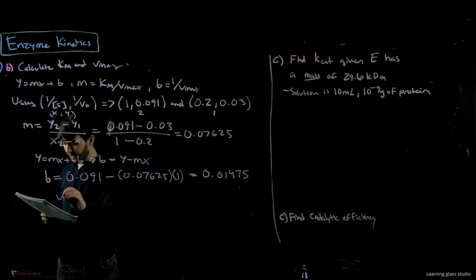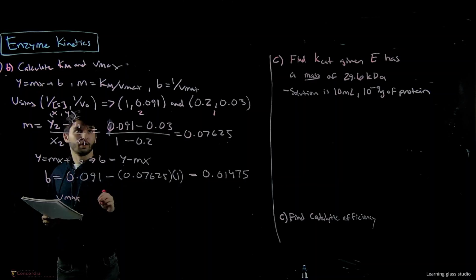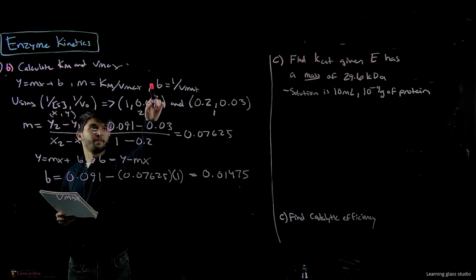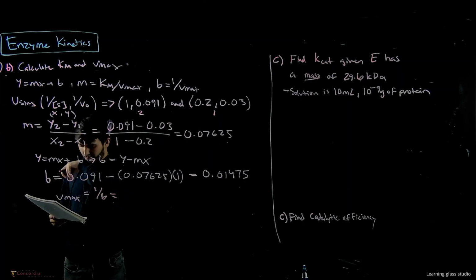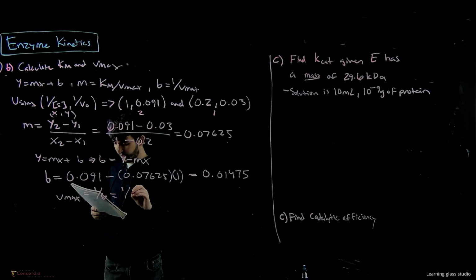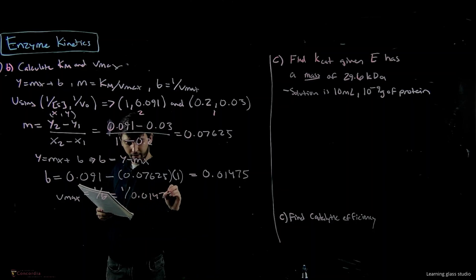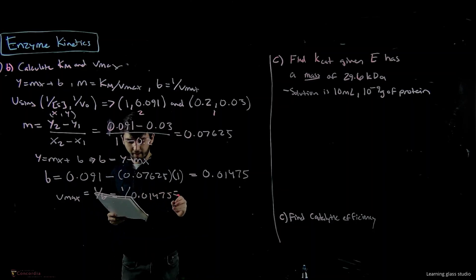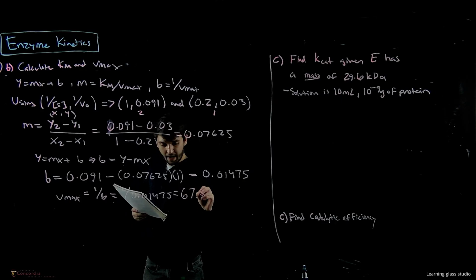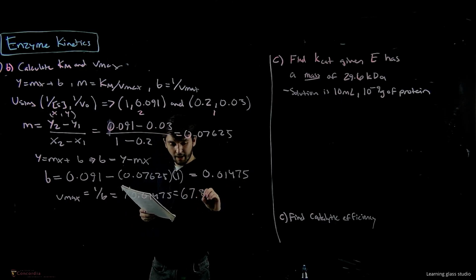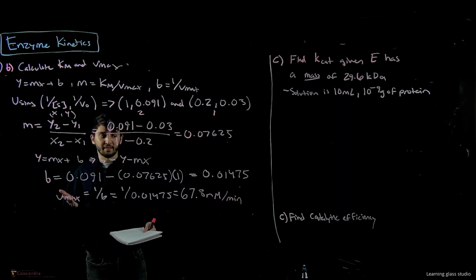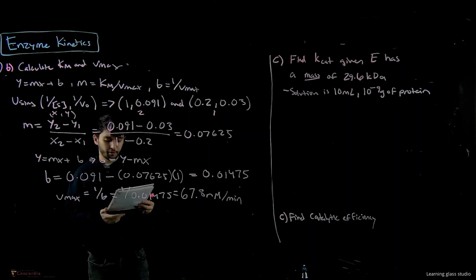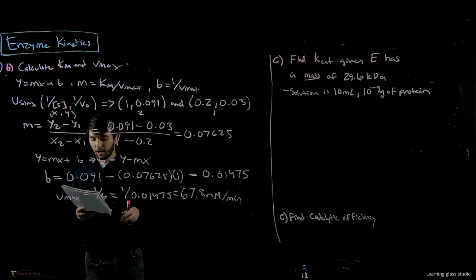All right, so now we can calculate Vmax. We're going to use this equation, so we multiply by Vmax and divide by b. So Vmax is equal to 1 over b, which is equal to 1 divided by 0.01475. And this gets us 67.8, and then adding back in the units at the end, nanomolar per minute. So this is actually pretty good. We said on the last part it was around 70. That's pretty close to what we saw from the graph.